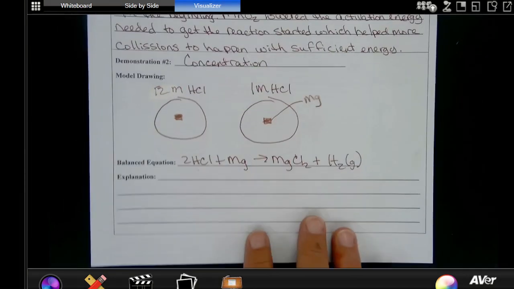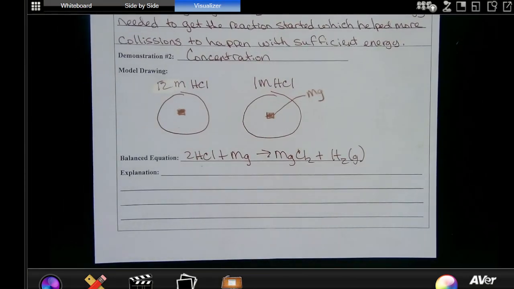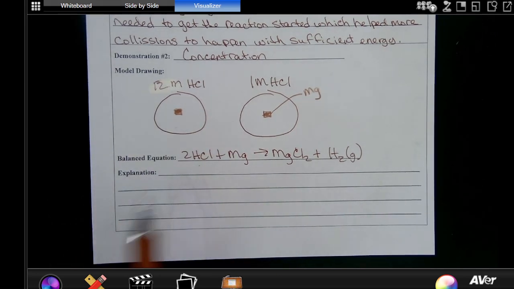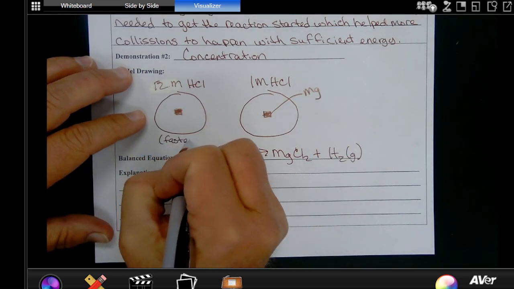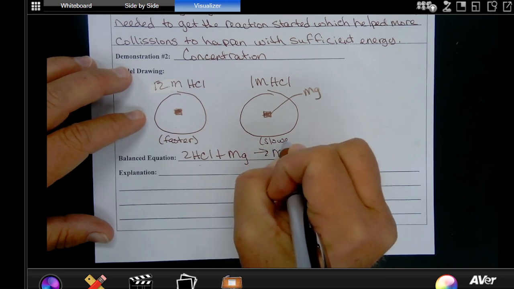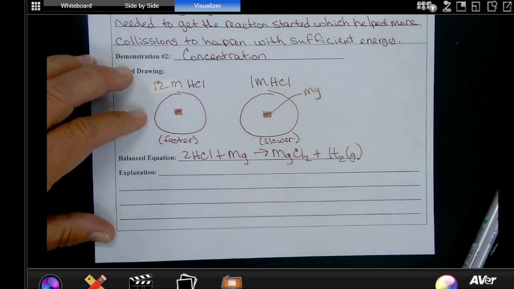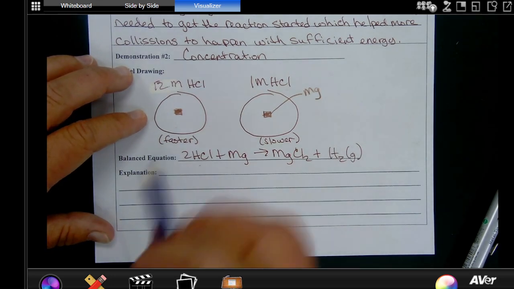It stinks. So when we have more molecules in there, like if I put more people in here, are we going to have more collisions between you guys or less collisions? More collisions. So when we put more concentration or more moles, we have more atoms, right? Which means they're going to collide more or less? More. So when we do this one, we're going to label this that this went faster. This was slower.